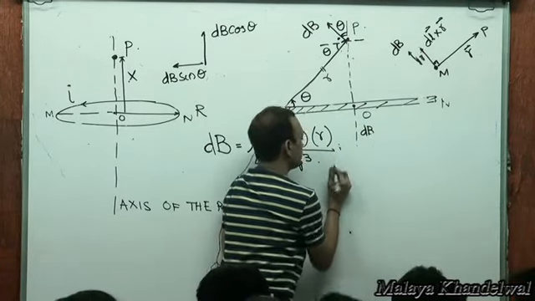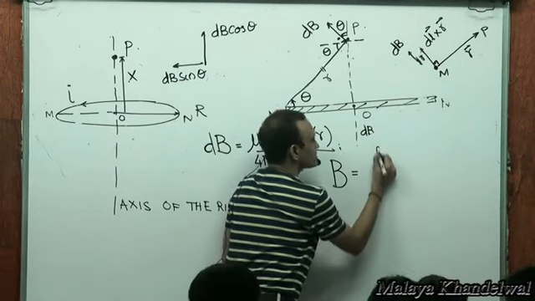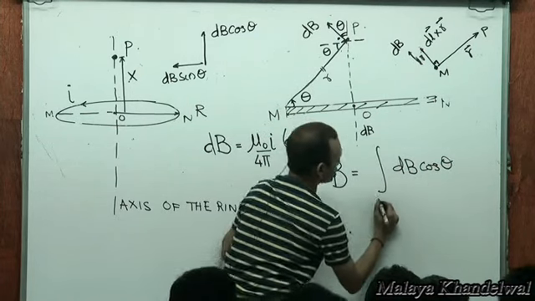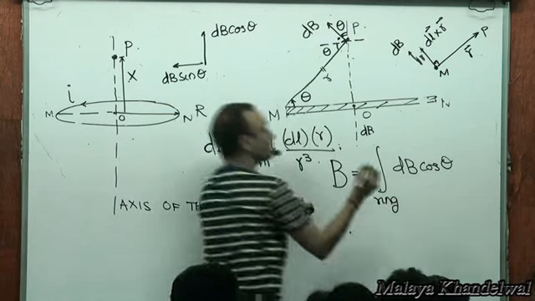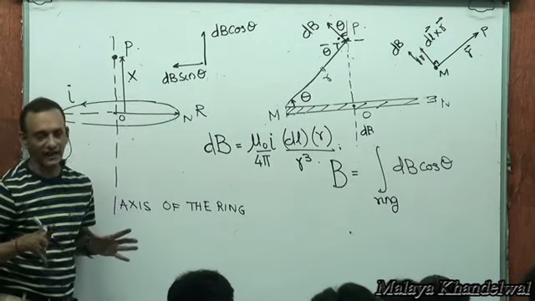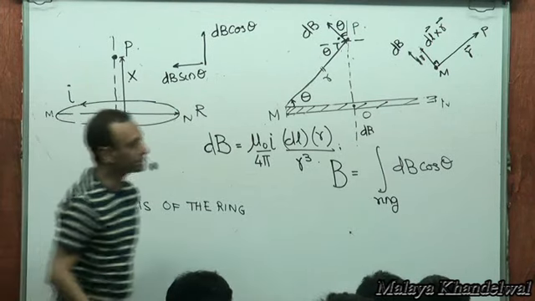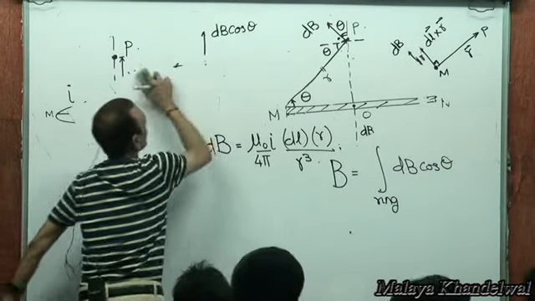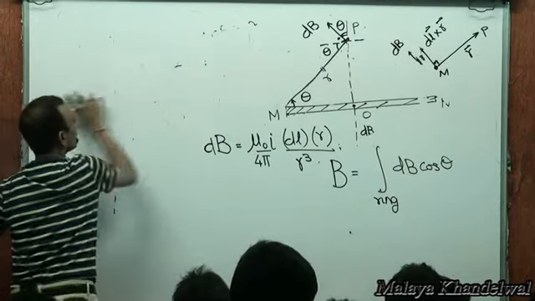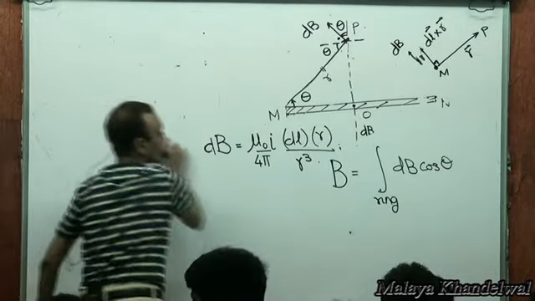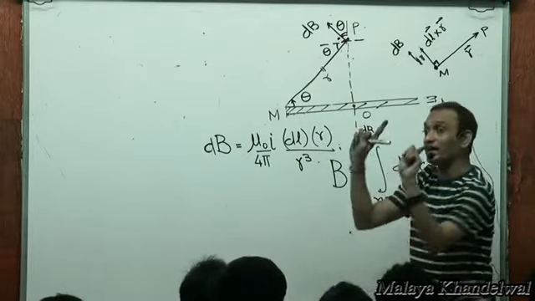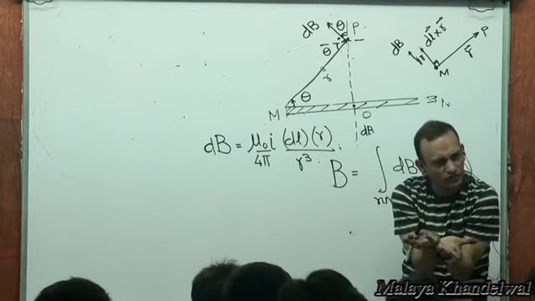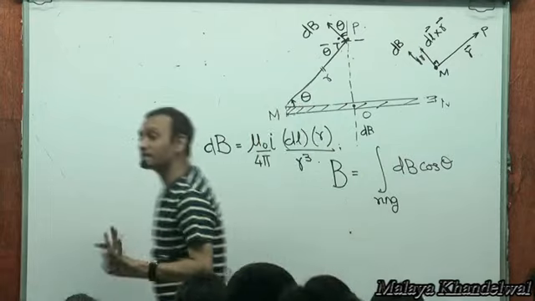Now, the net field at P is going to be the sum of all the dB cos thetas, where this summation is carried out for all points of the ring. All elements dl of the ring would have to be chosen while carrying out this summation. Right? And do you realize that this theta will remain the same for all elements? Slant height of the cone making the same angle with the base of the cone, right? This theta is a constant therefore, and that makes life very simple.